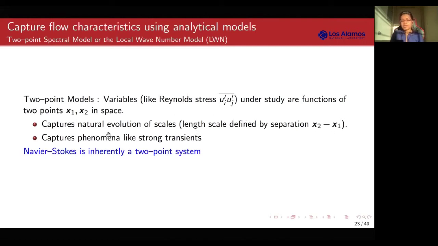And now this is a very important point for turbulence models, because we have to remember that the Navier-Stokes system from which the model is derived is inherently a 2-point system. So 2-point models can best describe the evolution of a flow. And this model can capture phenomena like strong transients. That is, it can capture the process of transition from a laminar to a chaotic or turbulent state.